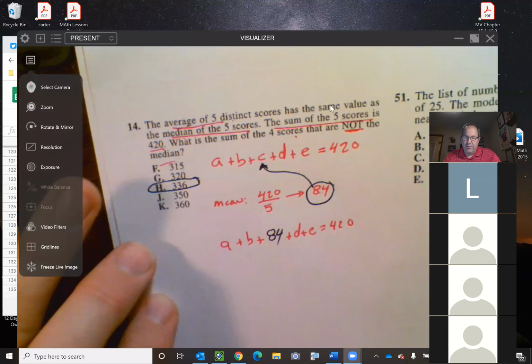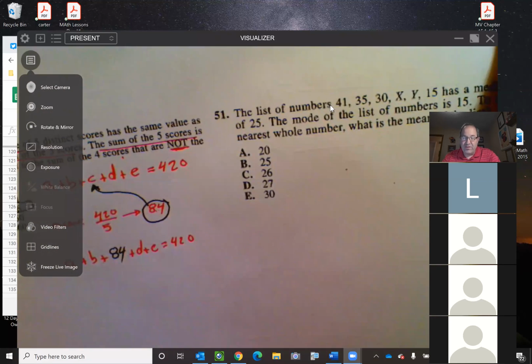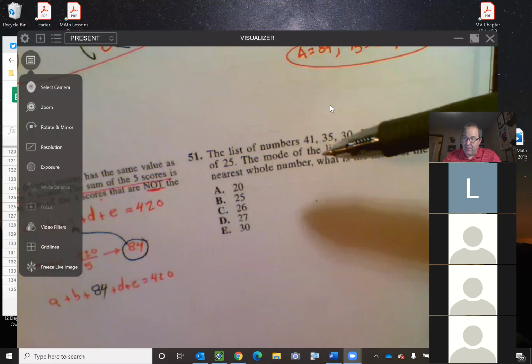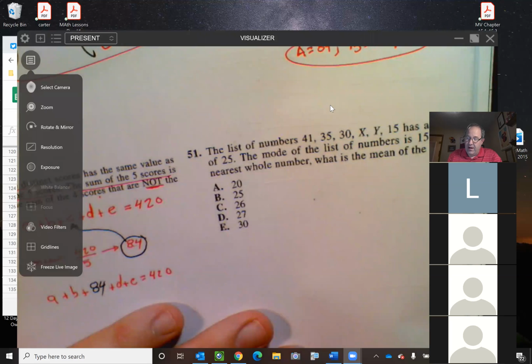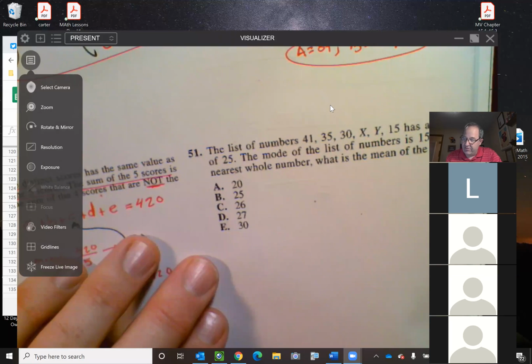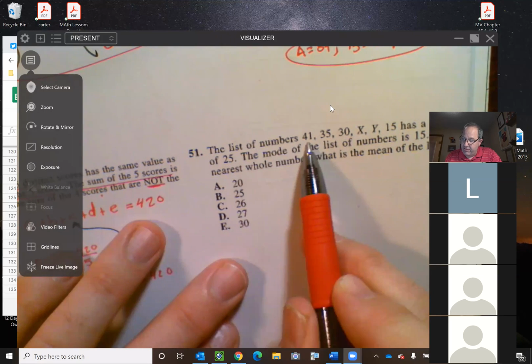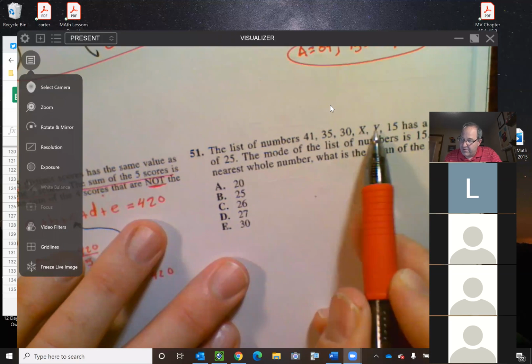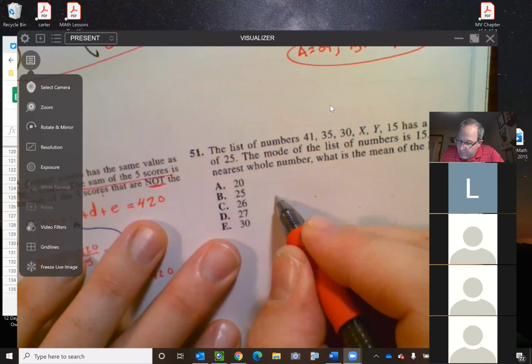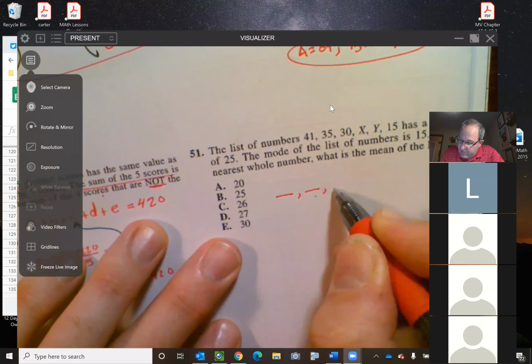Let's do one more, this number 51. This one's not bad. Of all the ones on here, I think 51 is the easiest. You just gotta be careful not to fall for the halfway answer. Now they give us a list of numbers here. And we've got 1, 2, 3, 4, 5, 6 numbers. So I'm gonna put 6 numbers in the list.